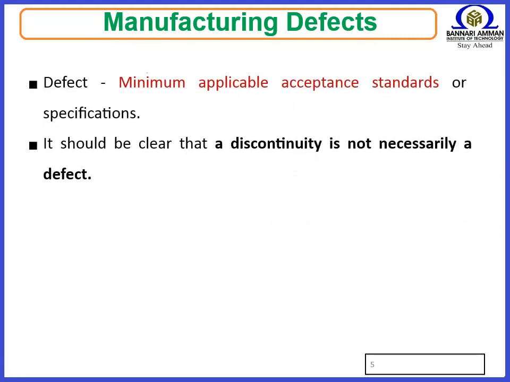Manufacturing defects. A defect is defined as a flaw that renders a part or product unable to meet minimum applicable acceptance standards or specifications. It should be clear that a discontinuity is not necessarily a defect. There are three types of product defects.